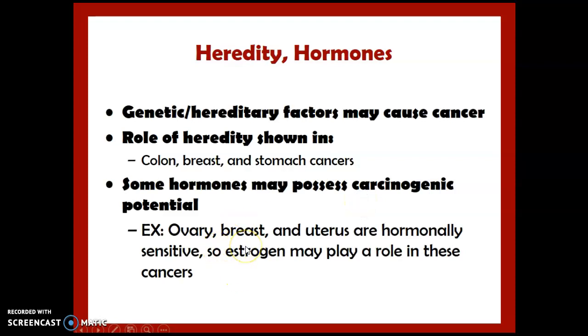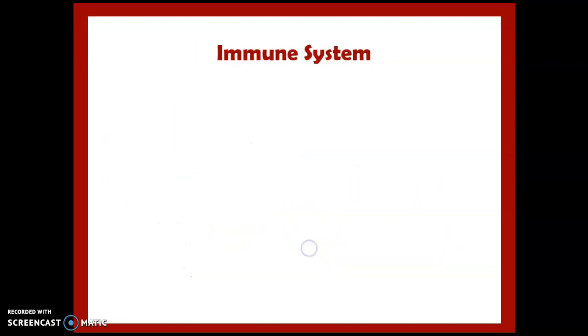And some hormones may possess carcinogenic potential. So, for example, the ovaries, breast, and uterus in females are all sensitive to hormones, specifically estrogen. And estrogen is a growth hormone. It causes the growth and multiplication of cells. So, overresponsiveness to estrogen and the overaction of estrogen can lead to cancer in these tissues.